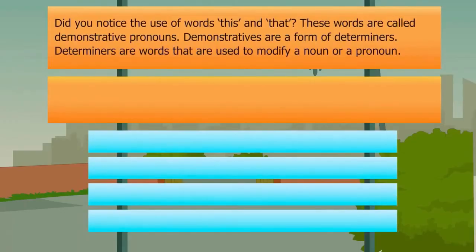Did you notice the use of the words this and that? These words are called demonstrative pronouns. Demonstratives are a form of determiners. Determiners are words that are used to modify a noun or a pronoun.